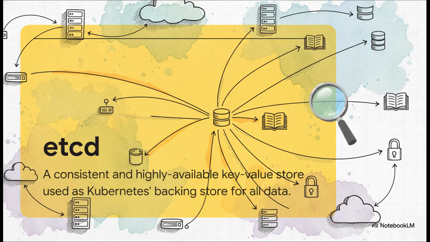Okay, so the API server is handling all this information, but where does it all go? Where does the cluster keep its memory? That's where etcd comes in. Think of it as the cluster's permanent memory, a super reliable database that holds the single source of truth for everything. What nodes exist, what apps should be running, it's all in there.